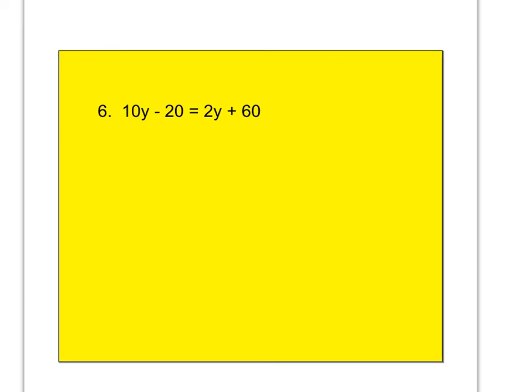The first step I would do is subtract the positive 2y from both sides of the equation. That way we can get the y's together, the variables on the same side of the equal sign. In this case, the 2y's will cancel out. We have 8y then, minus 20 equals 60.